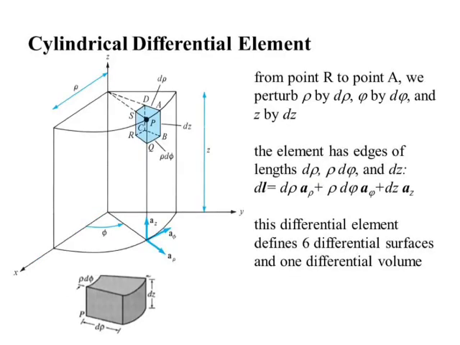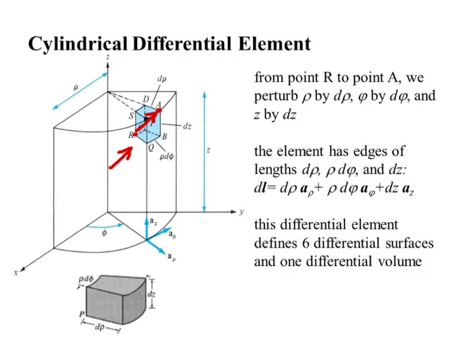I intentionally started by explaining the Cartesian case because it is the easiest one to understand, and it's where most students are familiar with it. But really, we can define the same thing for cylindrical and spherical coordinate systems. So here we can see what we call the differential element for cylindrical coordinate systems. It's the same thing. We move from a point R, which is this one here, to a point A, which is this one here. So we define a length vector pointing from R to A.